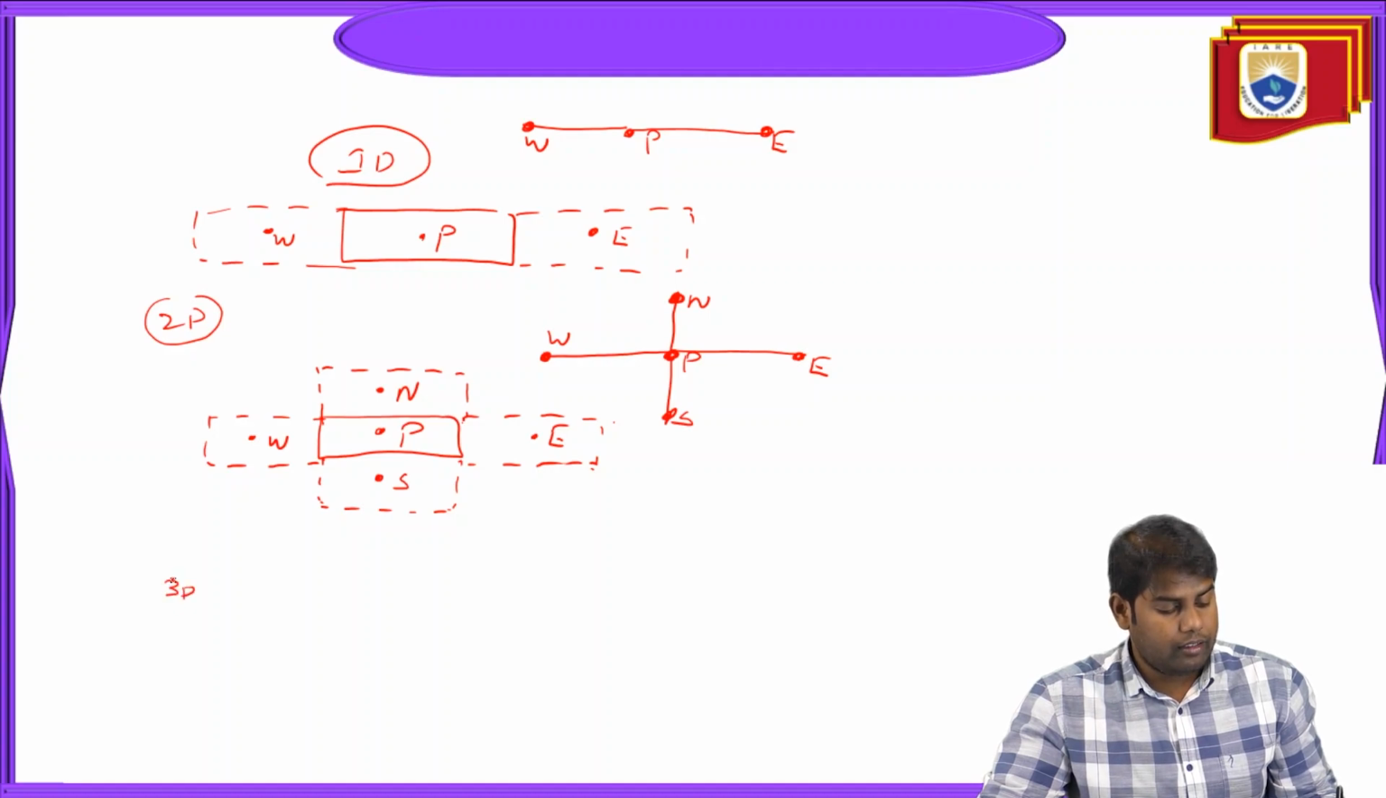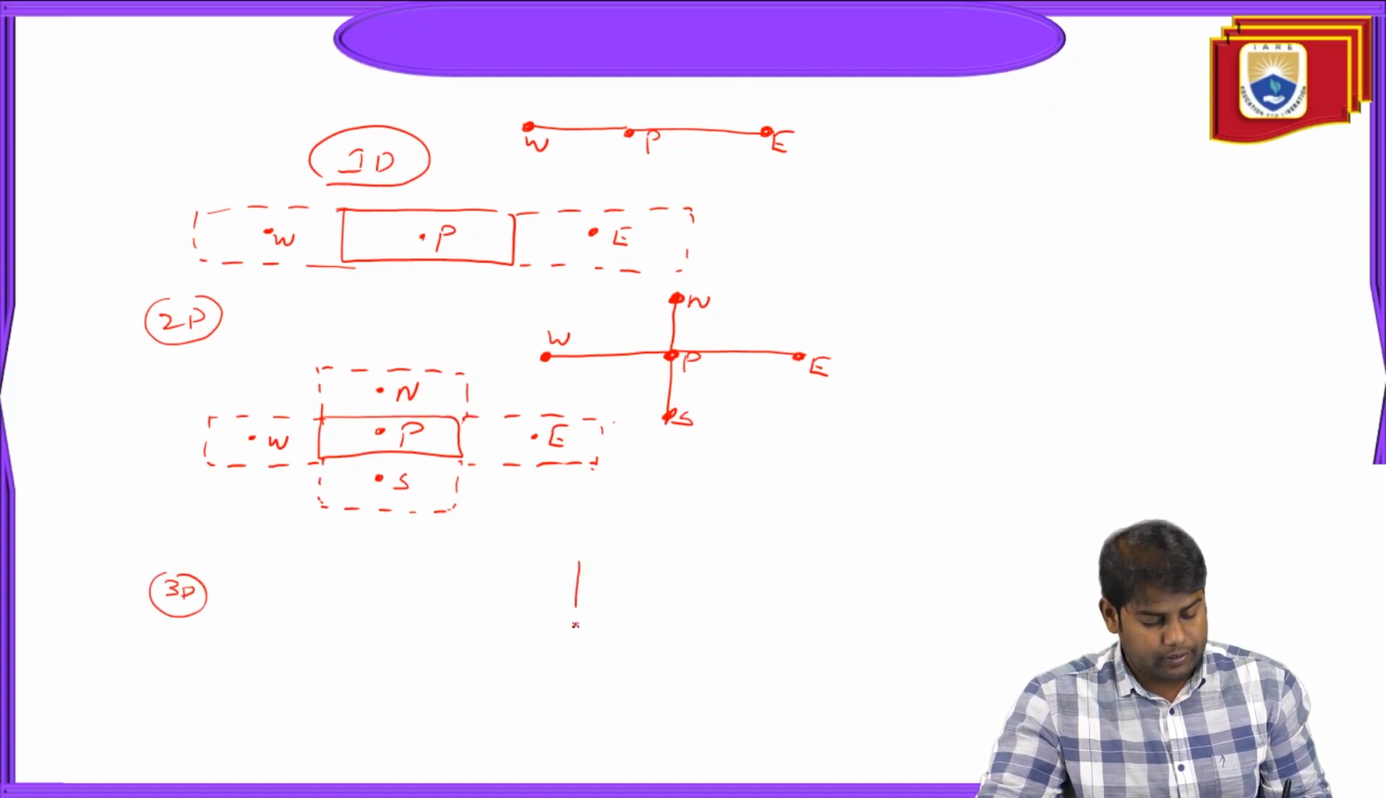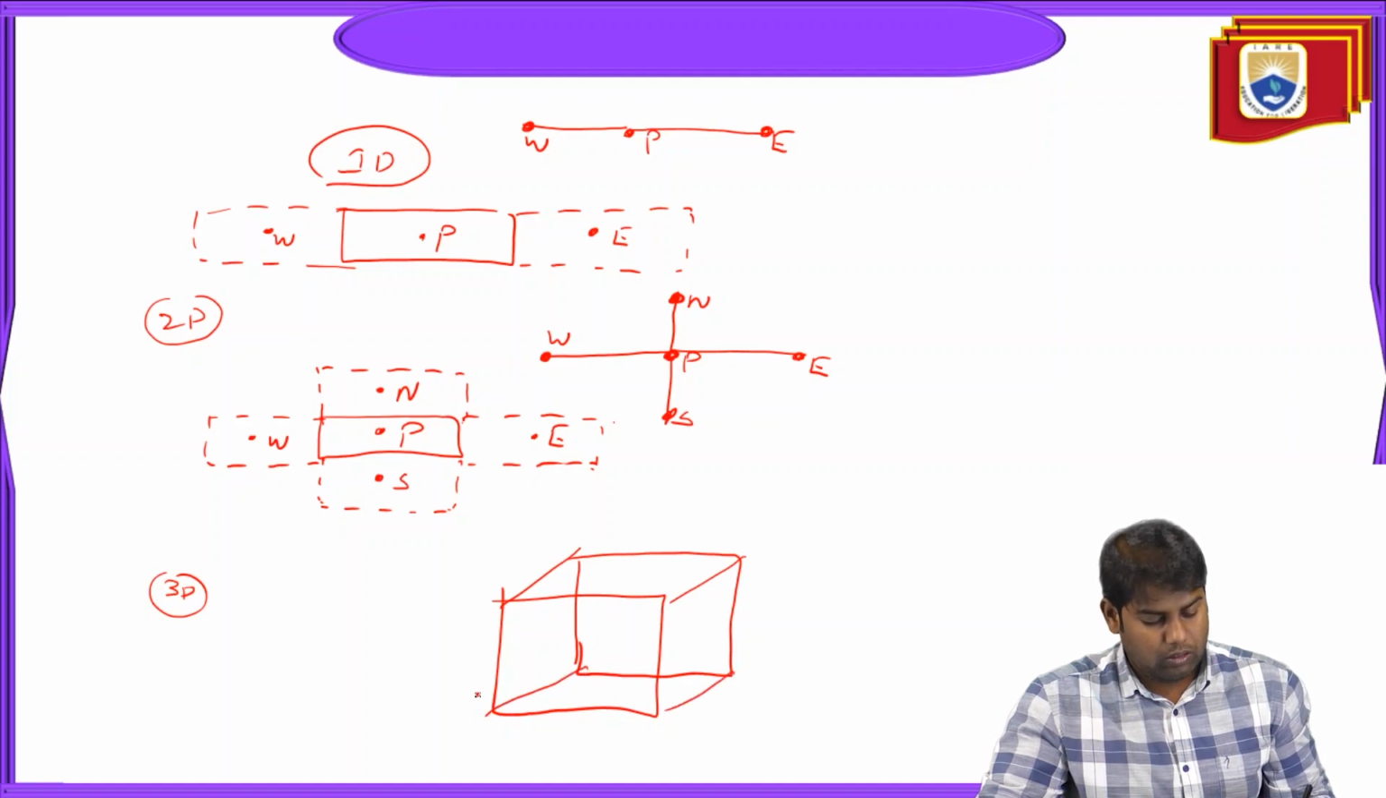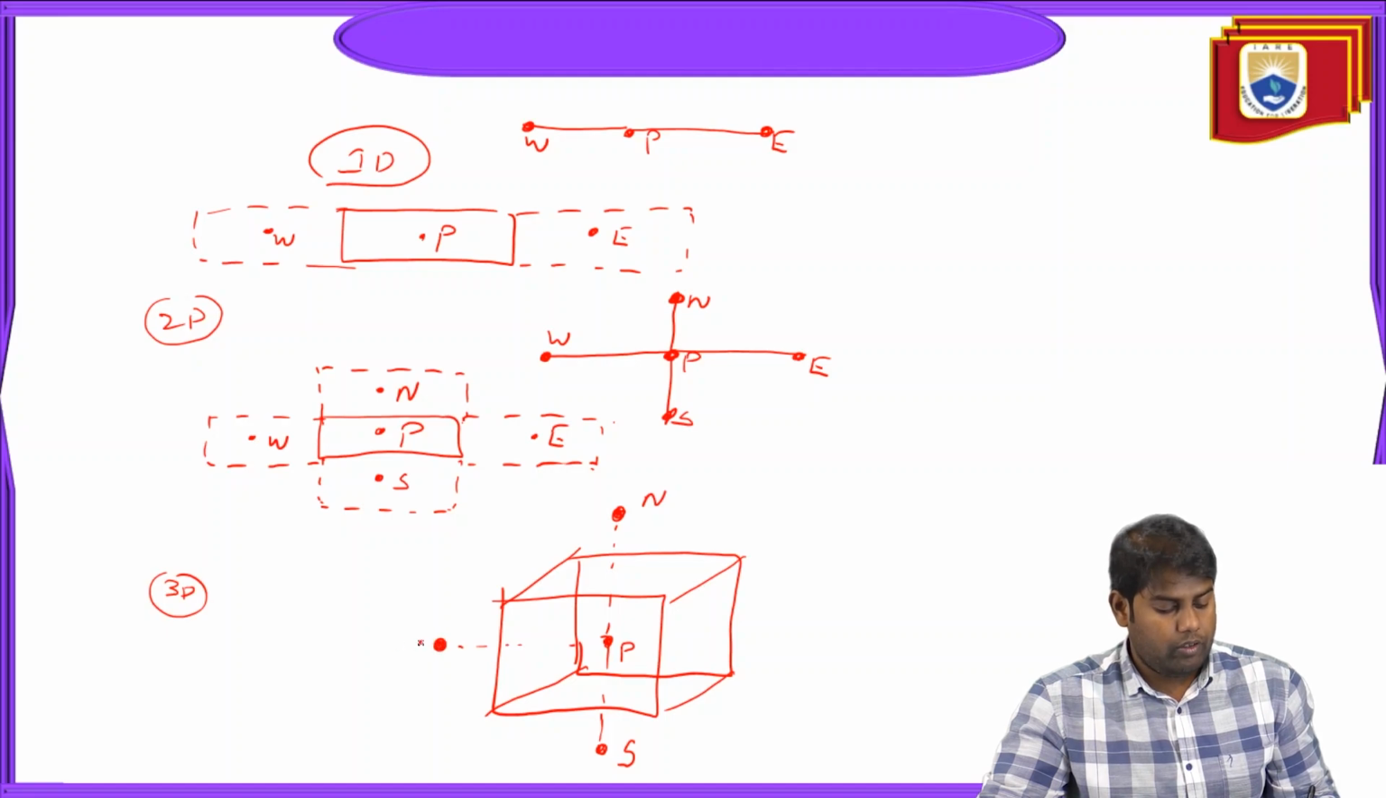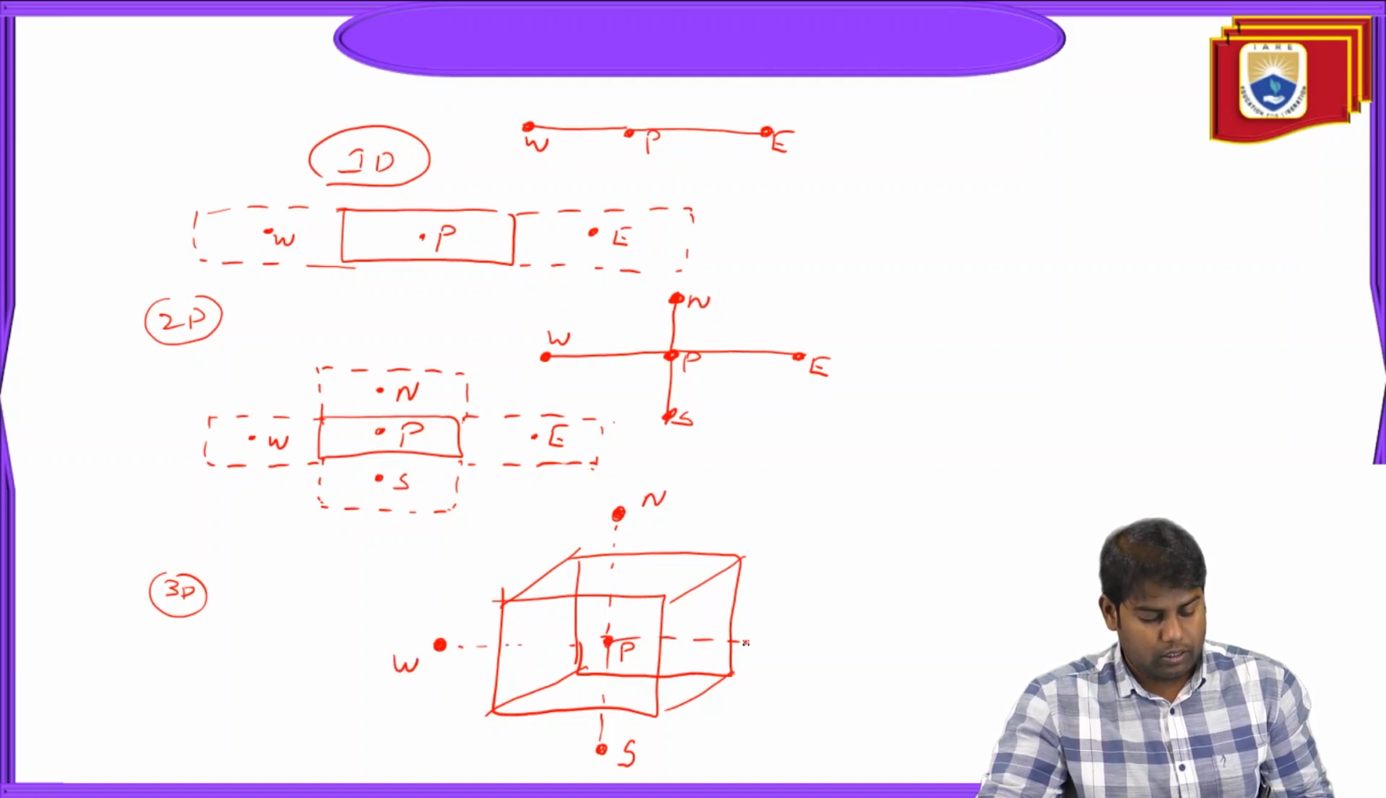Next we have 3D. For the 3D, we again take the point of interest P. On top we have north, at the bottom south, we have west, we have east, here we have front, and here we have back.